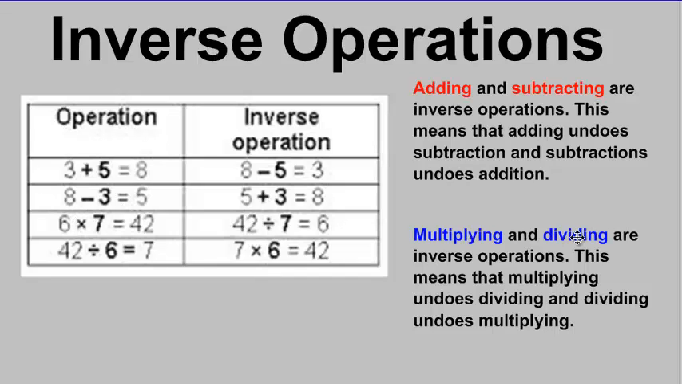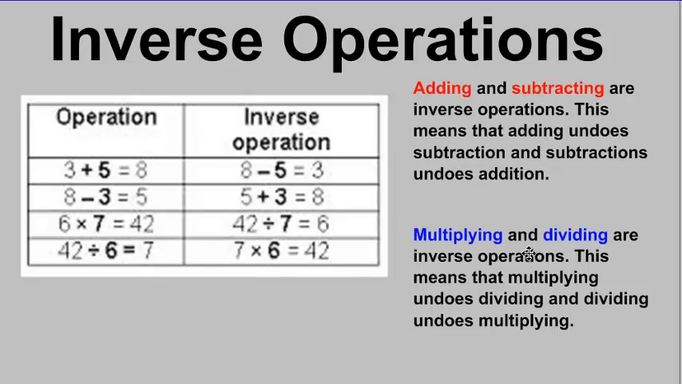Multiplying and dividing are also inverse operations. This means that multiplying undoes dividing, and dividing undoes multiplying. 6 times 7 equals 42, but 42 divided by 7 equals 6. Times 7 and divide by 7 cancel each other out. Similarly, 42 divided by 6 equals 7, and 7 times 6 equals 42. So dividing by 6 and multiplying by 6 cancel each other out.